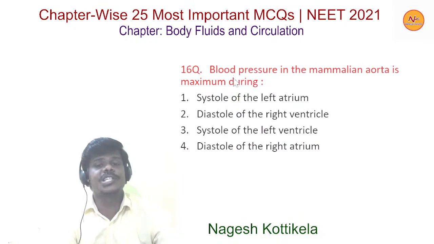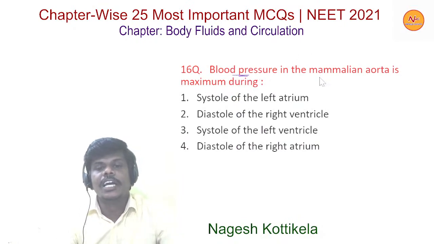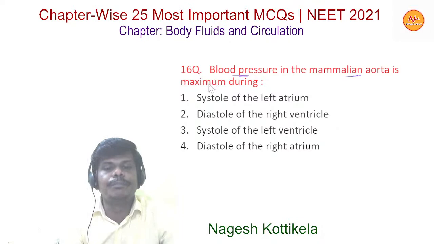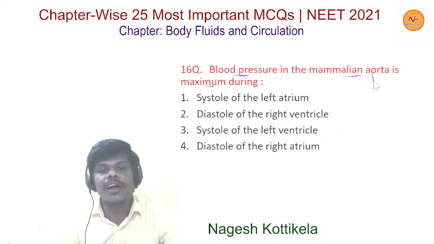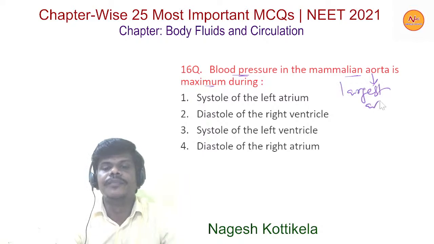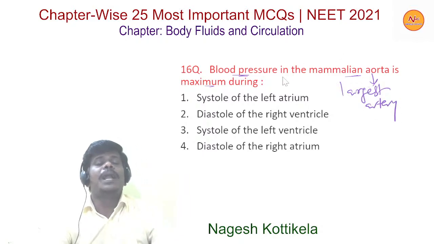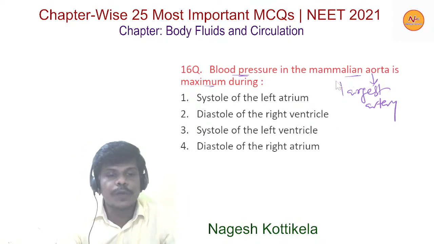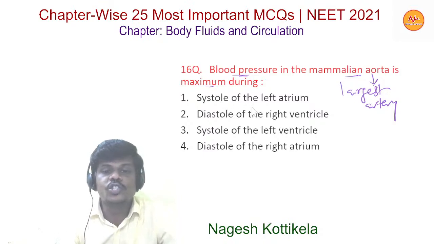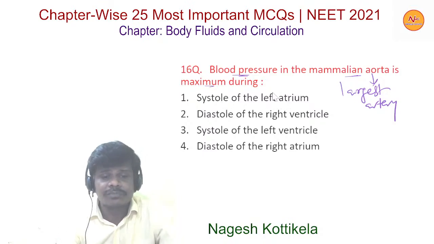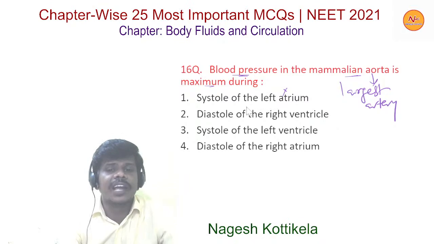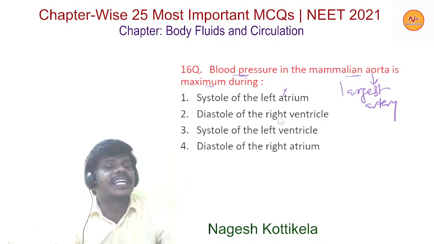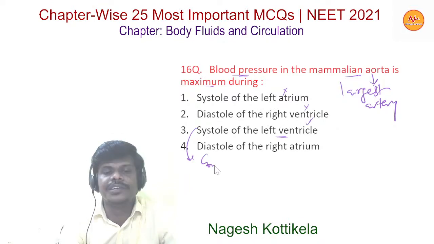Here question number 16. Blood pressure in the mammalian aorta is maximum during. Here aorta is the largest artery. And here the blood pressure is maximum in this aorta during, we have to find out the correct option now. Systole of the left atrium. This is wrong. Now diastole of the right. And the diastole is relaxation.